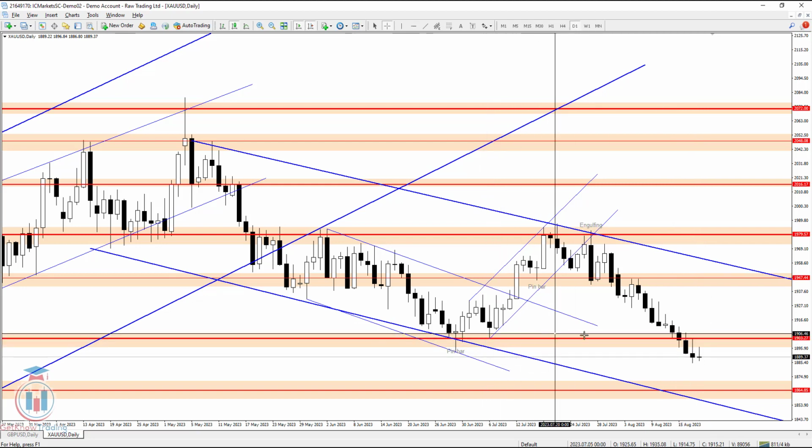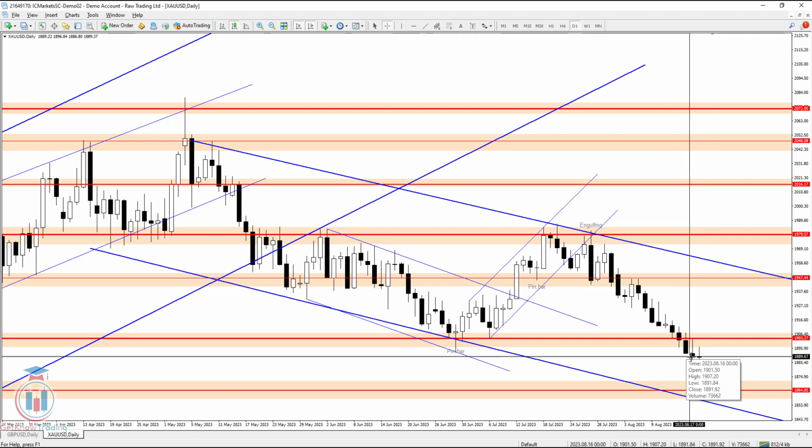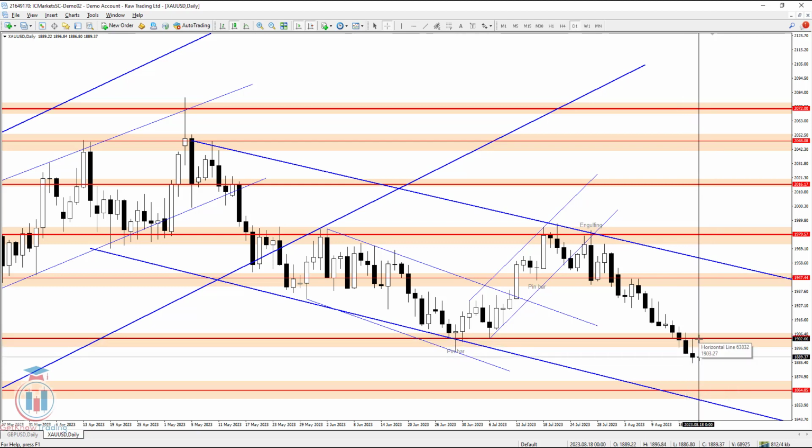As we can see, the price this week has closed the week here in the middle between the support and resistance area here, but we can see after making the breakout, the price rose back up, testing the previous support, now acting as a resistance.